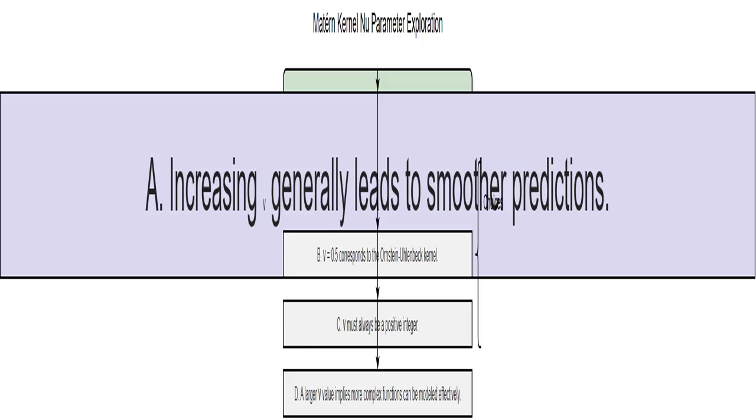A higher nu value in the Matern kernel results in smoother prediction curves. This is because nu controls the smoothness of the function it models. Think of it like drawing a curve. A higher nu value allows for a smoother, more continuous line.